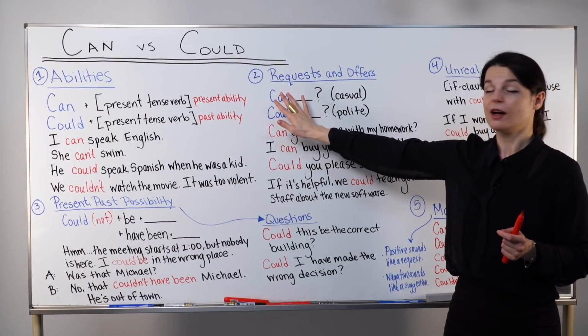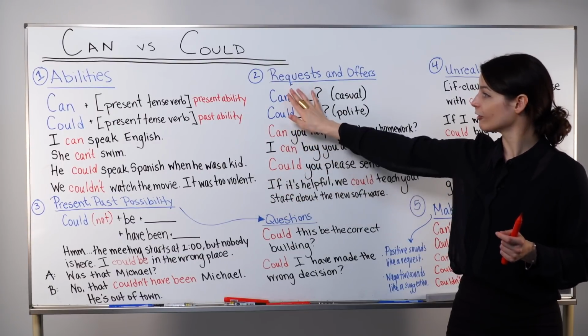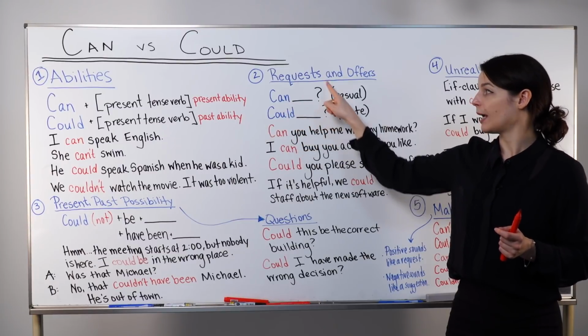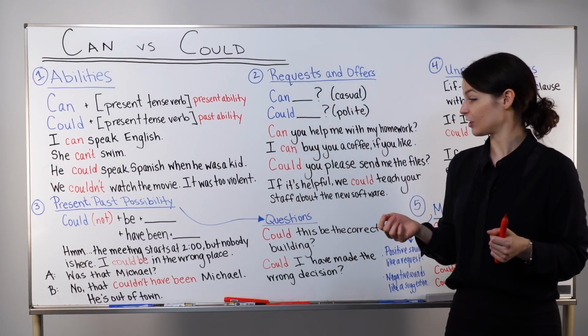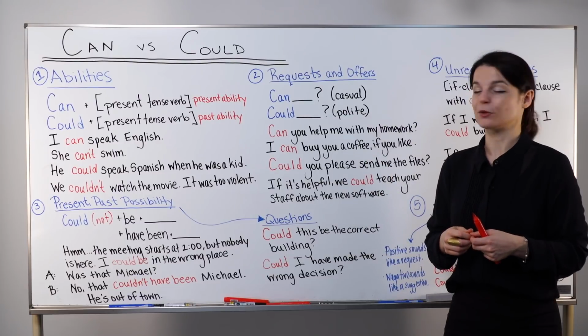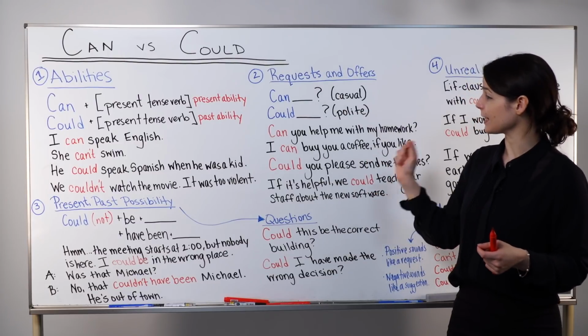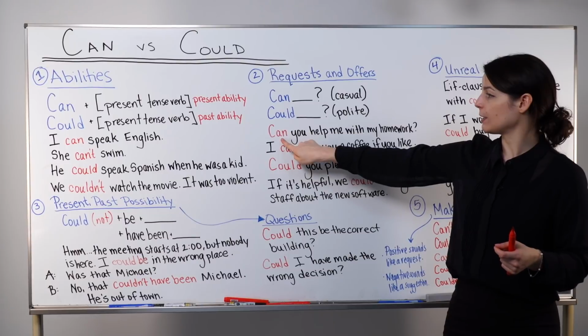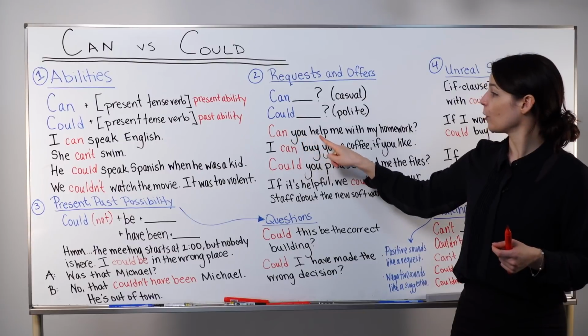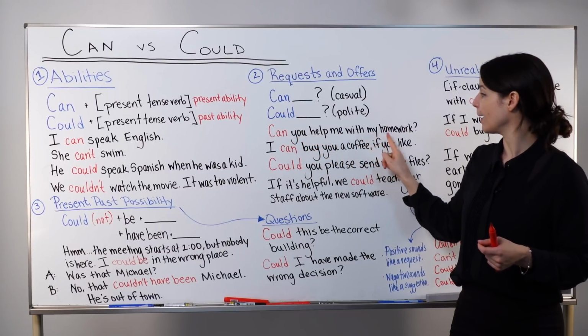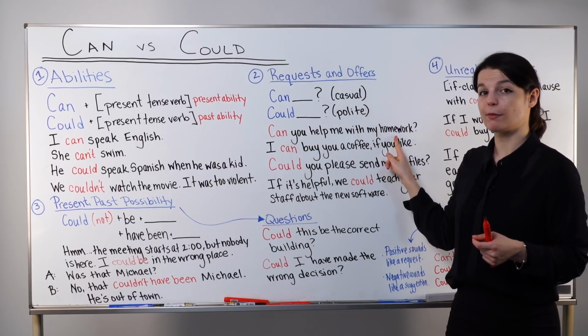So we begin our request or our offer, usually with can, and we make a question with it. There are a couple of other variations too. I'll show you a couple examples. So let's look at using can first. So let's begin our sentence, our question, with can here. Can you help me with my homework?